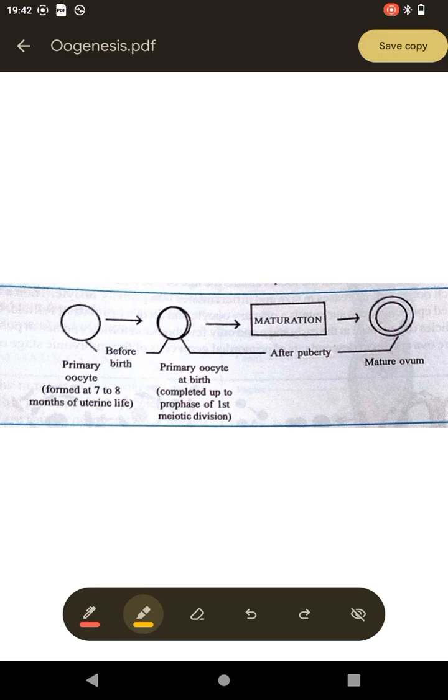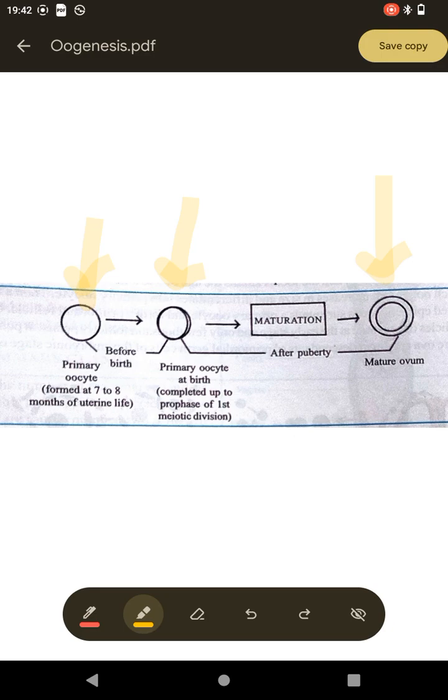In this video, we are going to see the flowchart of the oogenesis and the schematic diagram of the follicles. So let's start. The first diagram is the diagram of the oocyte. This is the primary oocyte, and this is also the primary oocyte, and this is the mature ovum. But how the processes occur, how the conversion occurs, we have to see.